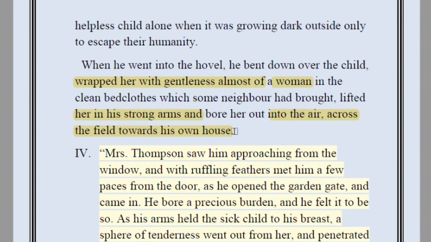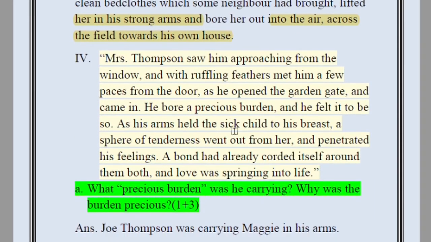So, three main points. First, wrapped with gentleness with the clean bedclothes. Number two, he took her up in his strong arms, and then he took the child towards his own house. Okay, do not write in points, but remember the main points and frame them in a complete sentence. Next, we'll move on to the fourth extract.